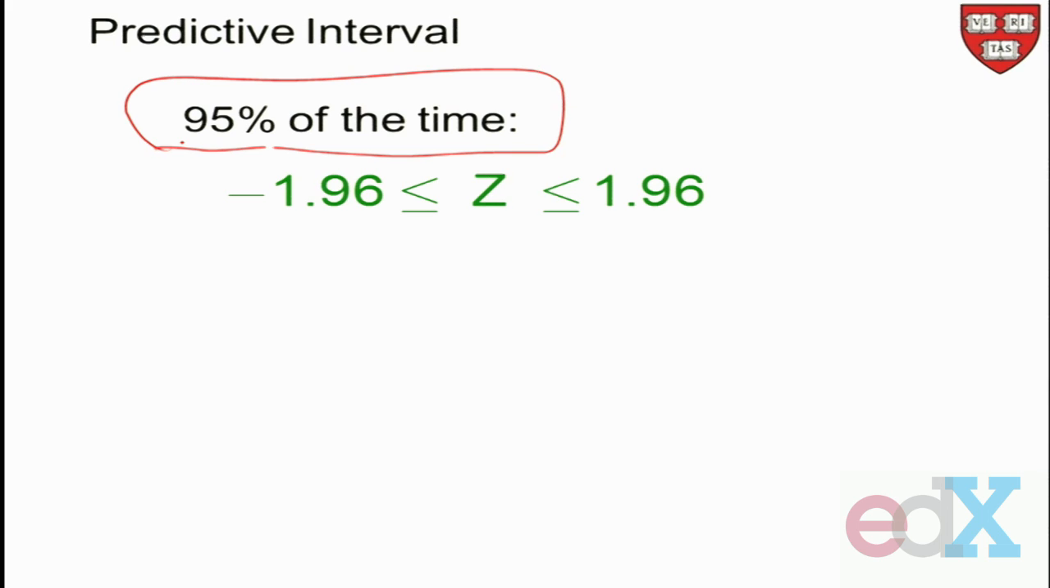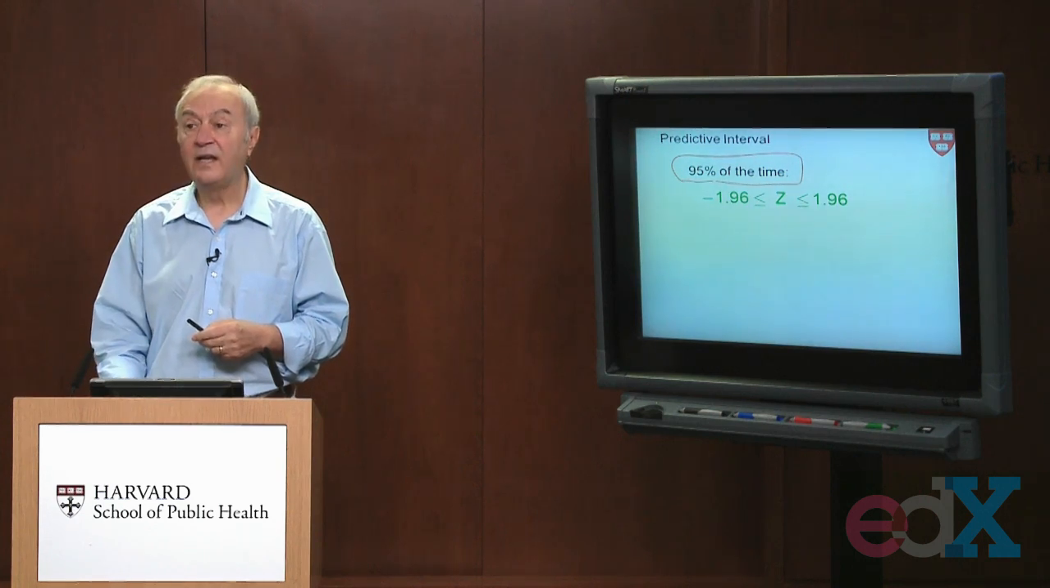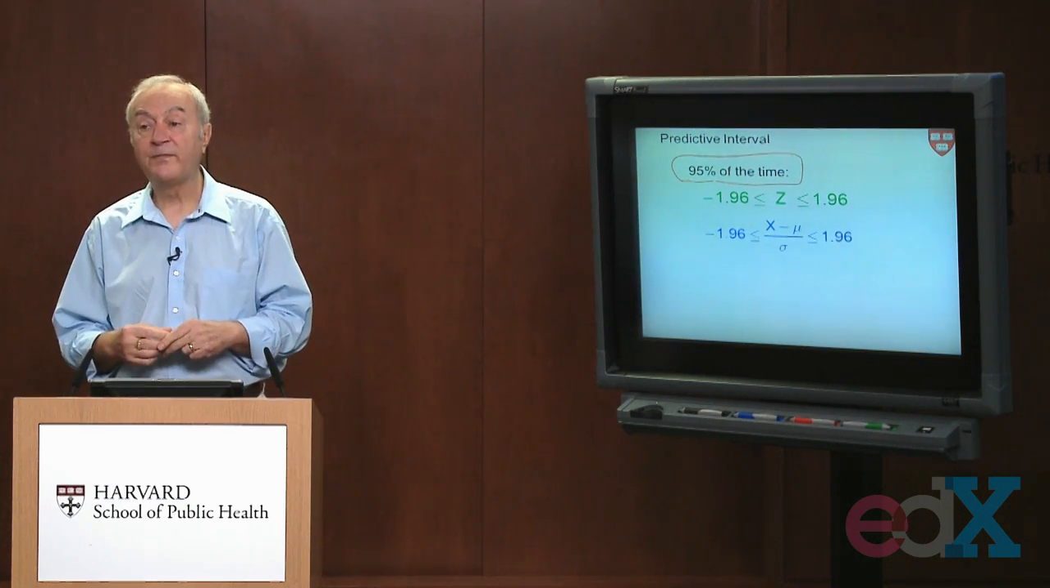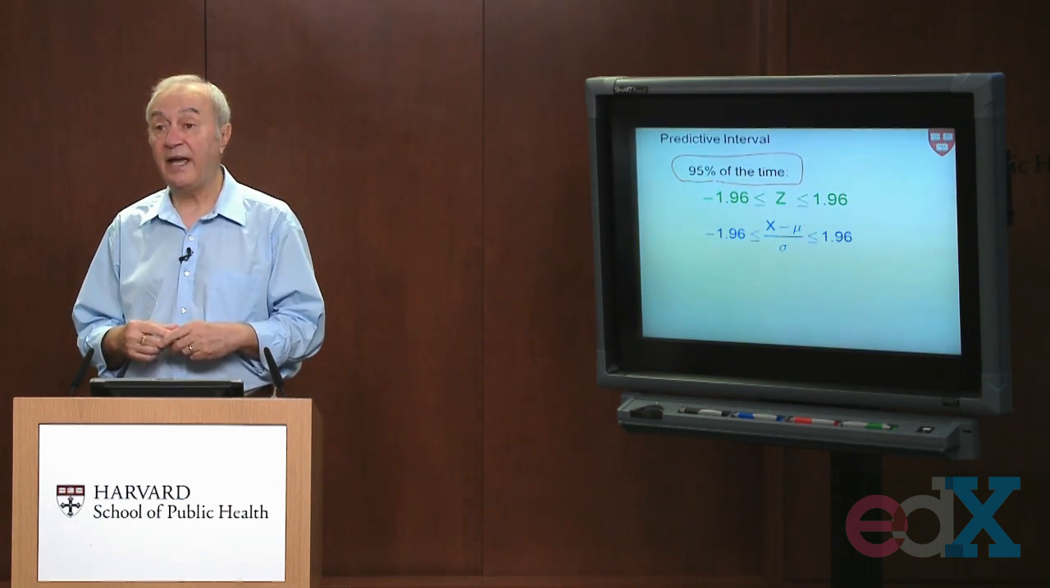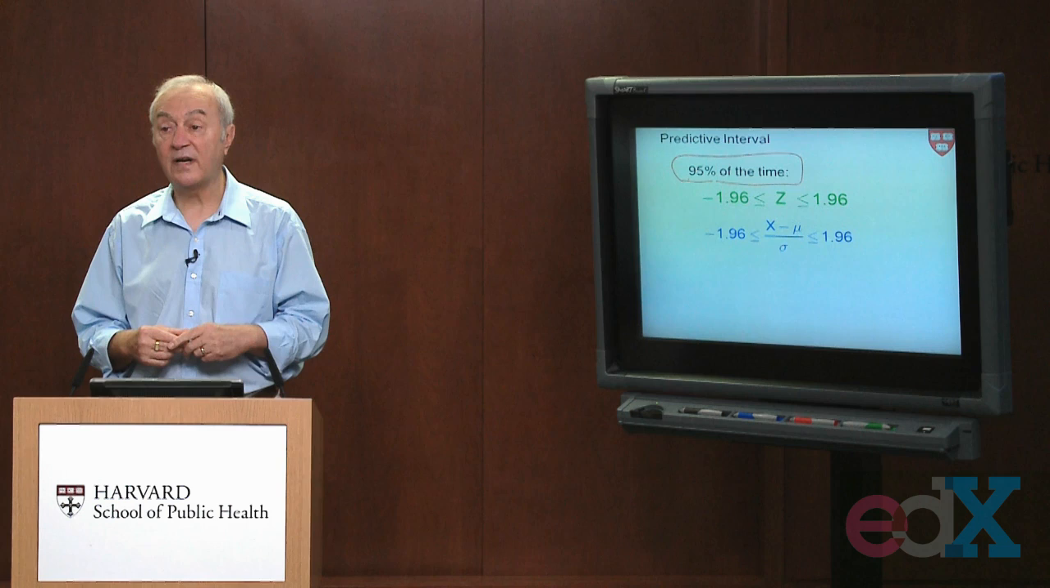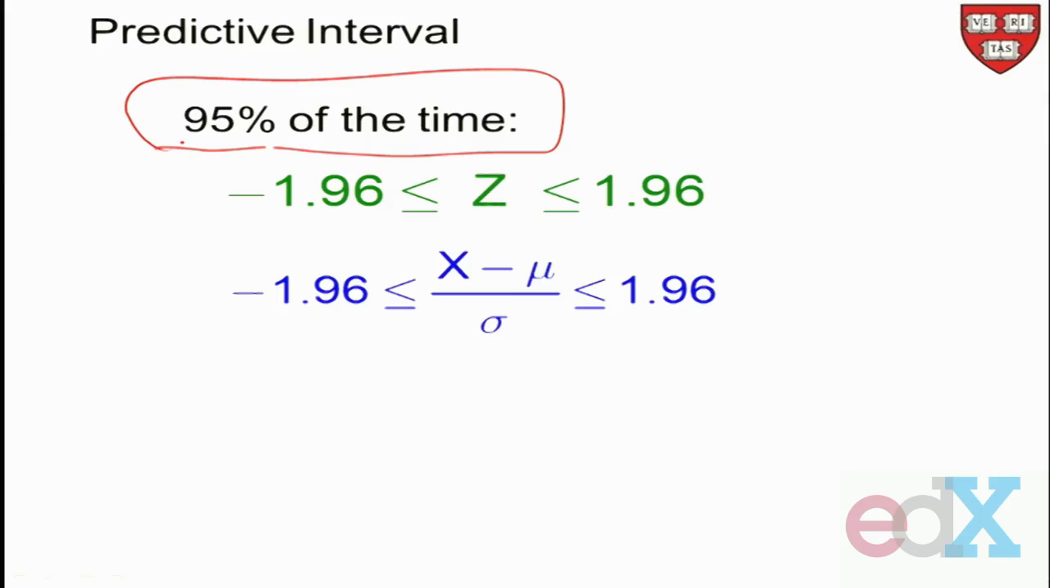This is called a predictive interval. We predict that it's going to come between minus 1.96 and 1.96. But you say to me, I don't care about z, I care about x, because I'm measuring things in terms of x. Okay, use the standardization formula. What you say about z, we can translate into statements about x by using the standardization formula, and there it is. So we use it right there.